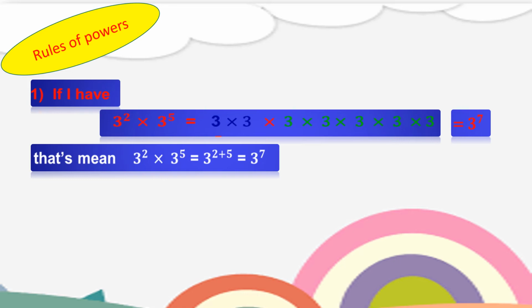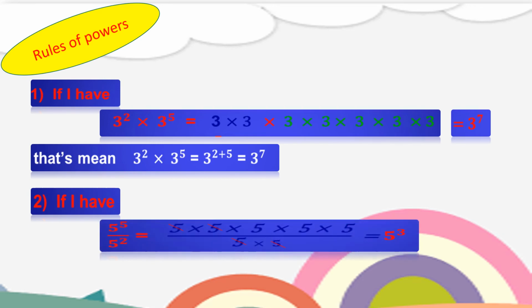3 to the power 2 times 3 to the power 5: I have here the base 3, and here the base 3. So I keep the base 3 and add the power. So that's equal 3 to the power 2 plus 5 equals 3 to the power 7. This is the first rule: if I have multiplying by the same base, I add the power.